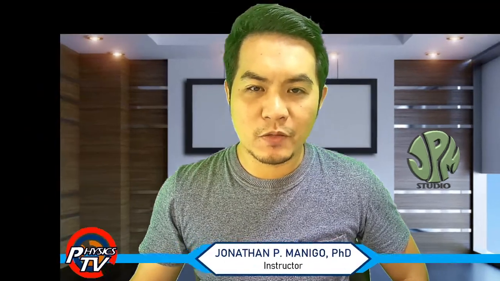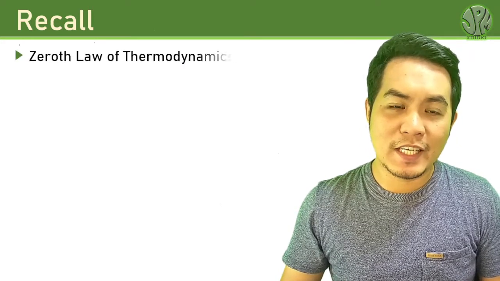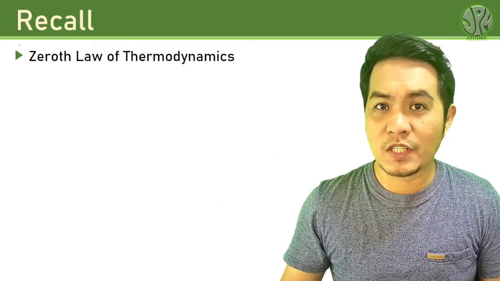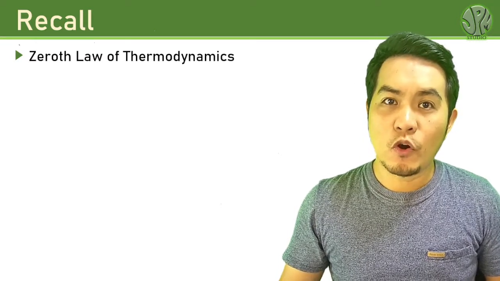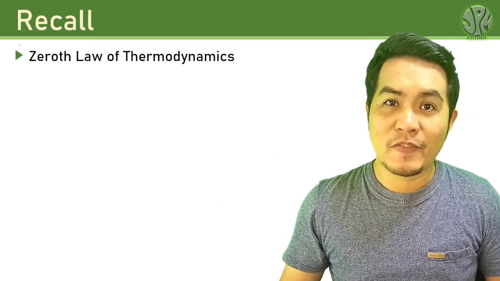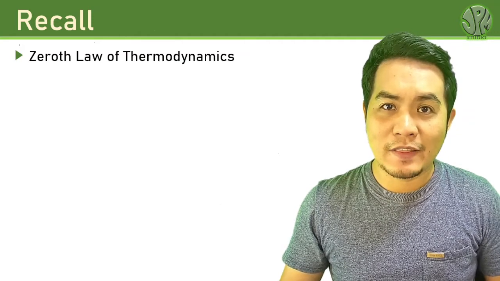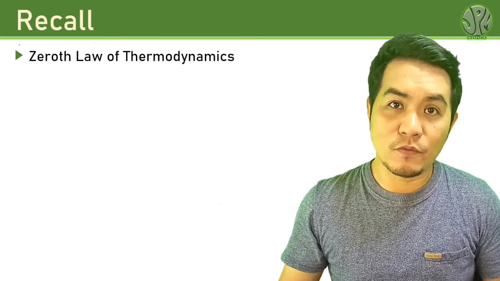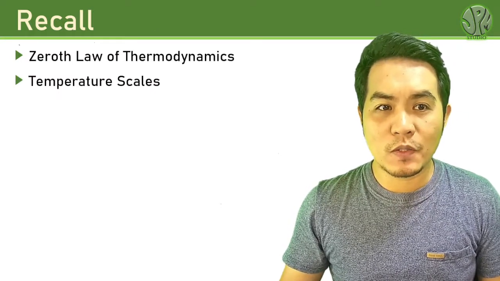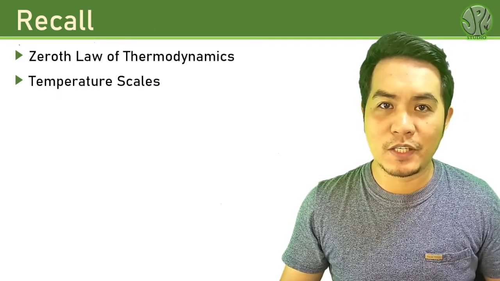So before we proceed with today's lesson, let us first review or recall the previous lessons. You have learned about the zeroth law of thermodynamics, which is all about thermal equilibrium. When two objects or bodies have the same temperature, then they are said to be in thermal equilibrium and vice versa. You have also learned about the different temperature scales.